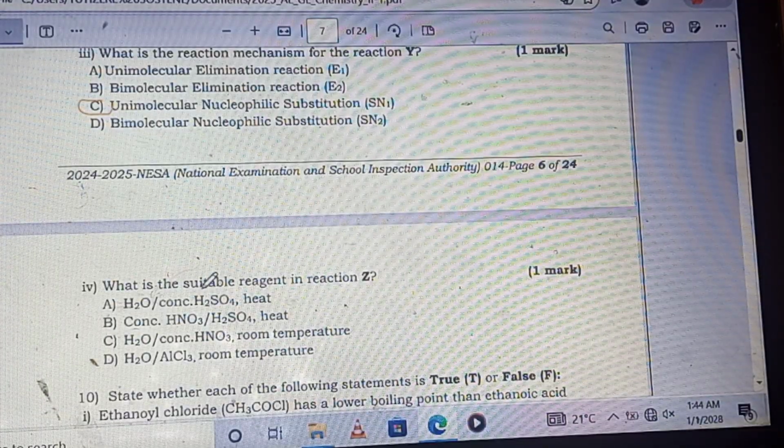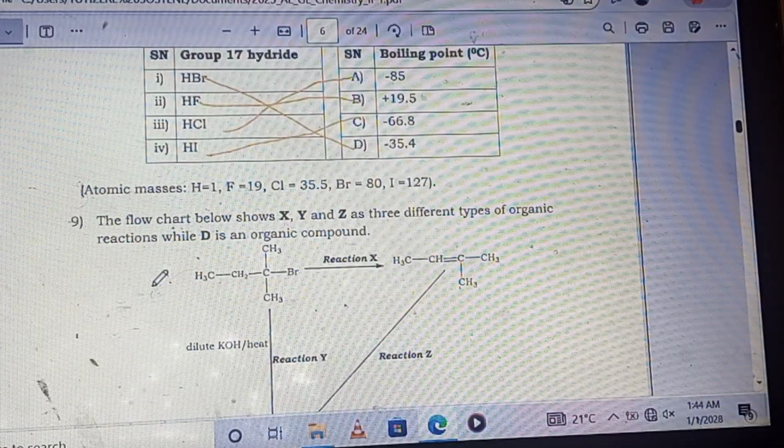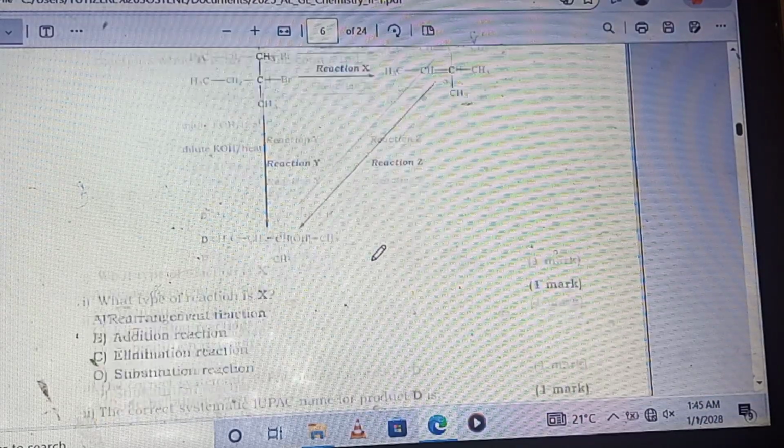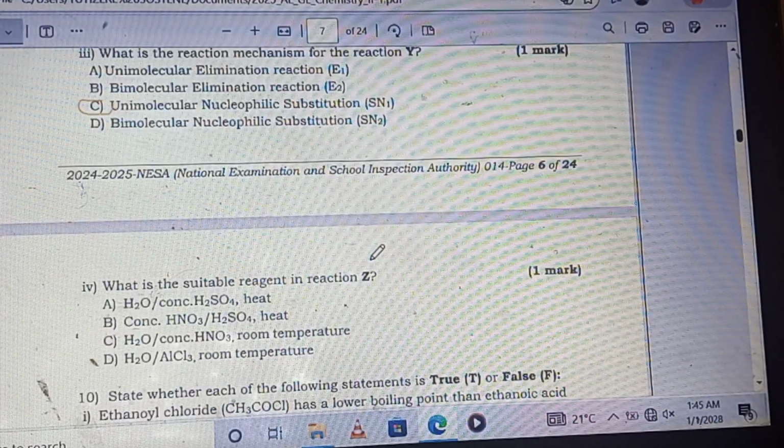IV, what is the suitable reagent in reaction Z? This is reaction Z. What is the reagent? We start from an alkene to form alcohol. The correct answer is letter A. We need to add water in the presence of concentrated sulfuric acid with heat.